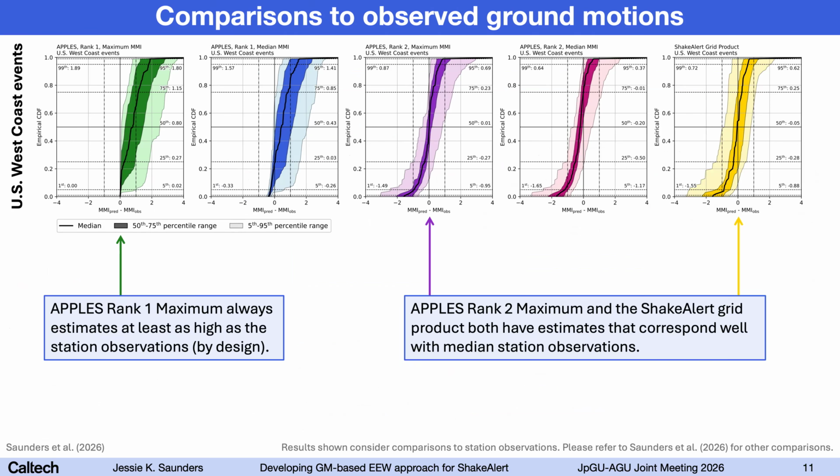Because the ShakeAlert system aims to match median observations, we prefer early warning performance where the median behavior intersects at the 0 residual. So looking at these distributions, we can see that Apple's rank 1 maximum shown in the green always produces shaking estimates that are at least as high as the station observations, and this is by design. We also see that for the West Coast data set shown here, Apple's rank 2 maximum shown in the purple and the ShakeAlert grid product shown in the yellow generate shaking estimates that correspond well with median observations.